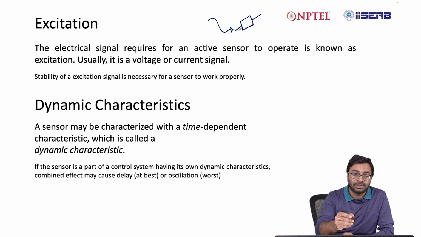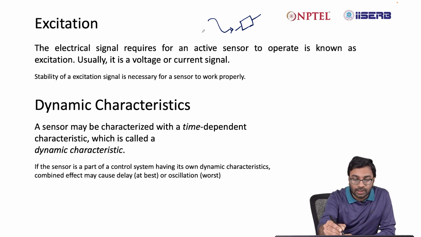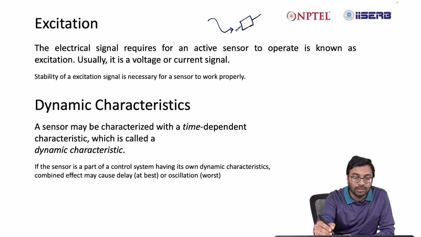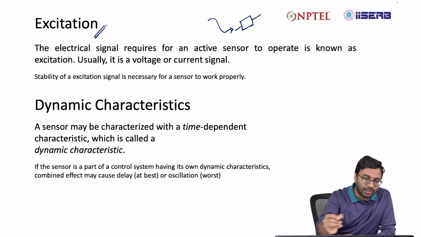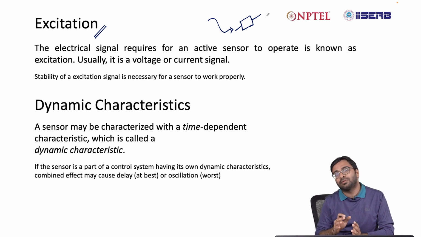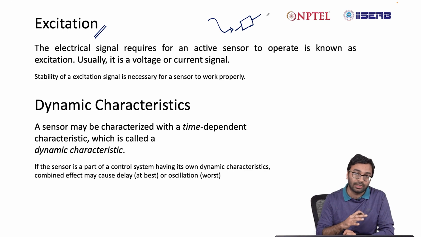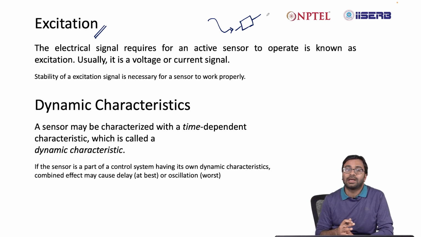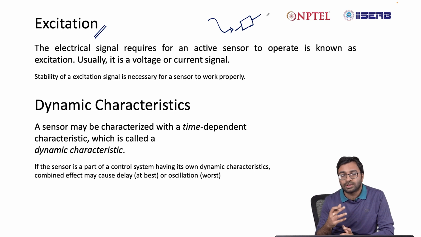What I mean by that is, if you are applying a voltage which is noisy, that is, the excitation voltage is noisy, you will find the same sort of noise in the output also, until and unless you use some other circuitry to suppress that noise. So usually we try to apply a high quality excitation signal to sensors just to avoid any sort of disturbance in the output. So the excitation signal is very important.